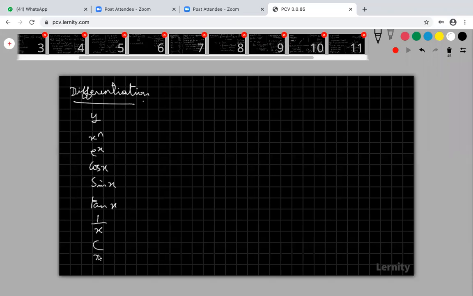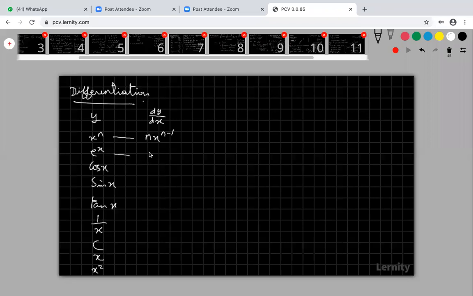What is the differentiation of x square? Any idea for the differentiation of x power n? You have already studied. Yes, what is the differentiation? n into x power n minus 1. Correct. So a simple formula: n into x power n minus 1.